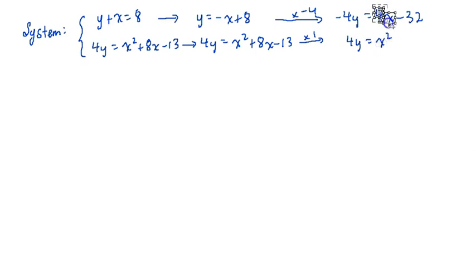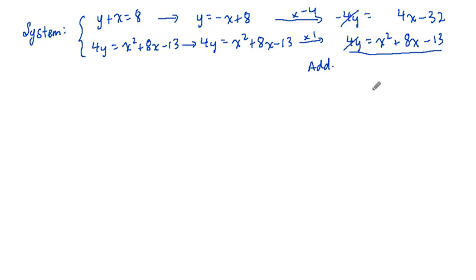Maybe I need to work on lining up my like terms a bit more. There we go. x squared plus 8x minus 13. I now add those two lines. The negative 4y and the 4y are gone, so they make 0, equals x squared plus 12x minus 45. Almost forgot my x there.